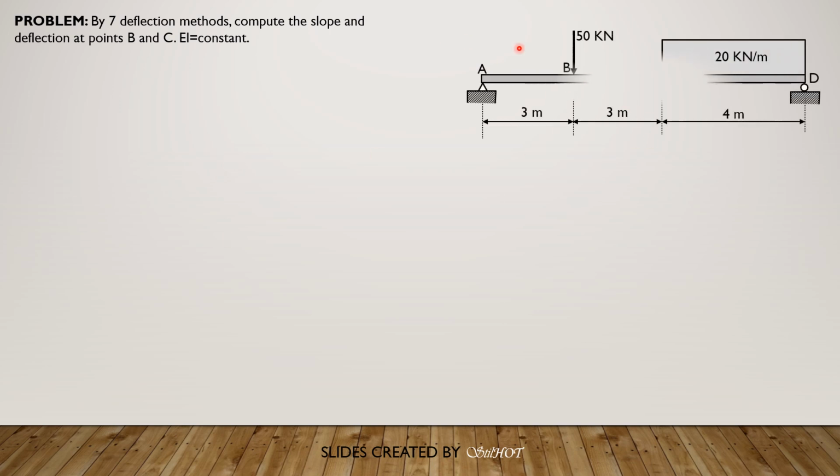Here we go. We have this problem. By 7 deflection methods, compute the slope and the deflection at points B and C. The value of EI is constant. So this is the given figure. It is a simply supported beam.